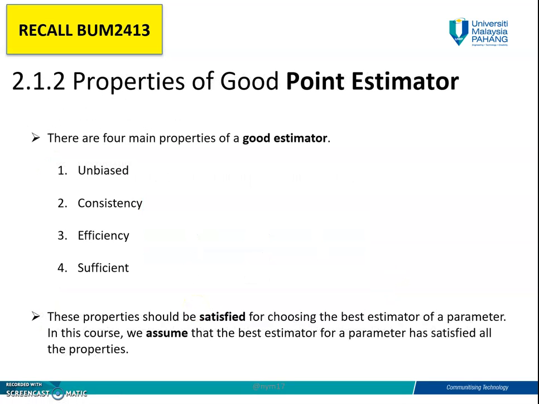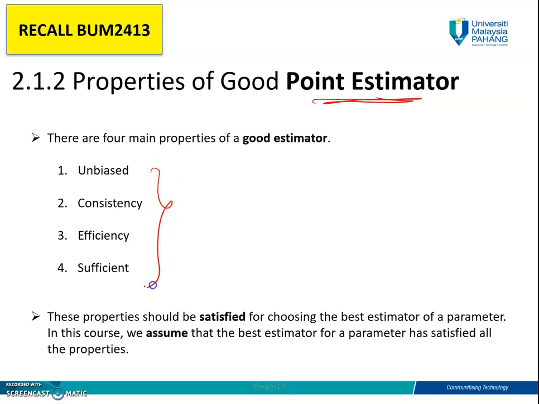So now the properties of a good point estimator. This one is very important in our class. There are 4 main properties of a good estimator, which are unbiasedness, consistency, efficiency, and sufficiency.